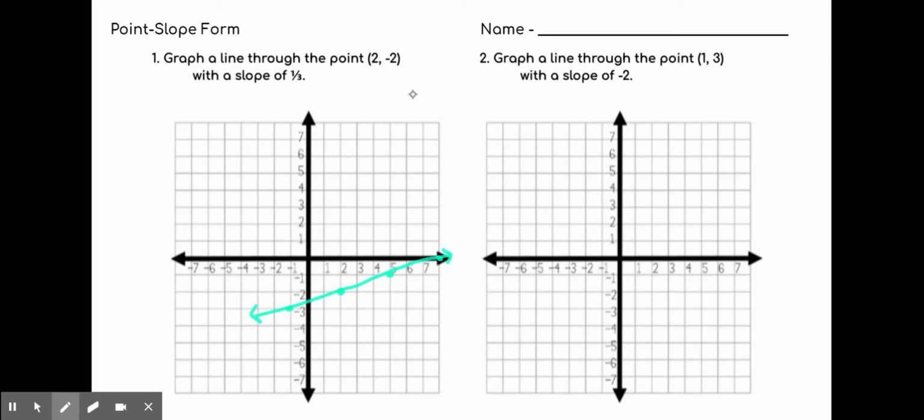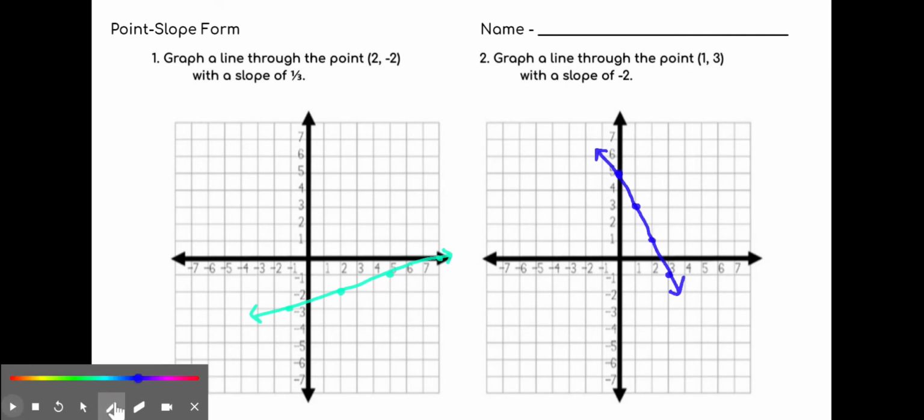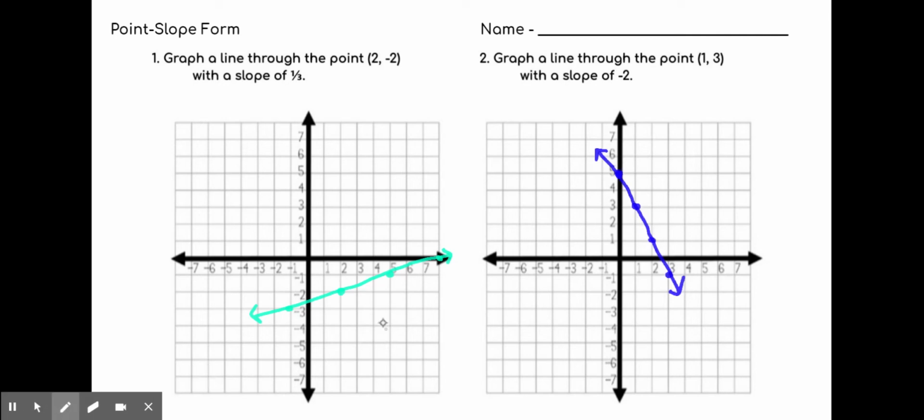Now I want you to graph one. This one says to graph a line through the point 1, 3 with a slope of -2. So use this coordinate plane and graph a line that has this characteristic. Does your line look like mine? Does it go through the point 1, 3, and does it have a slope of -2?